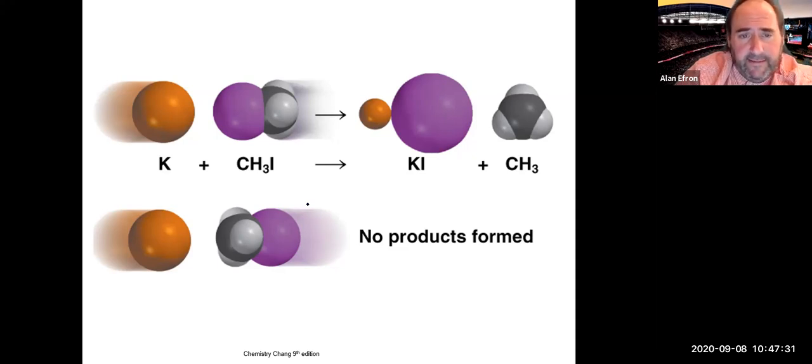That collision between the potassium and the carbon won't result in any product formation, as opposed to here, where there is going to be some attraction because it wants some of those electrons. Negatively charged, positively charged, there's going to be some donation of electrons. So they're attracted to each other and will allow that reaction to take place.